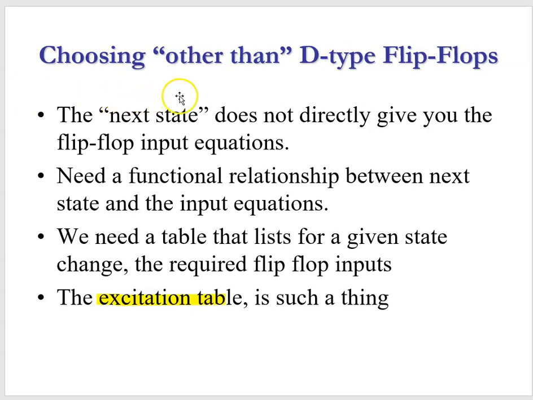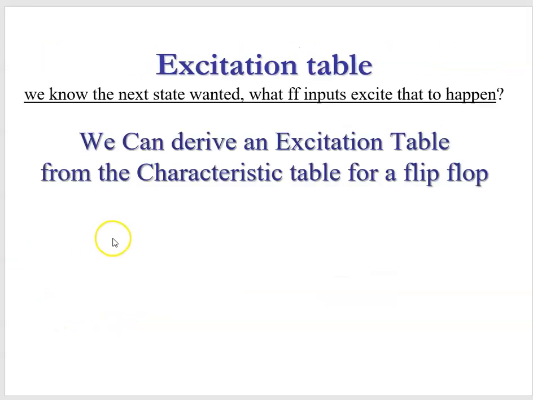If we choose a D flip-flop, the next state equation is the D flip-flop equation, but that's not necessarily true for other flip-flops, for the JK flip-flop and the T flip-flop. So this excitation table will help us get from the next state equation for each state variable to the flip-flop input equations. We can derive the excitation table from the characteristic table for a flip-flop.